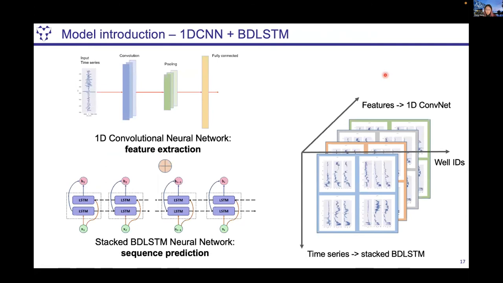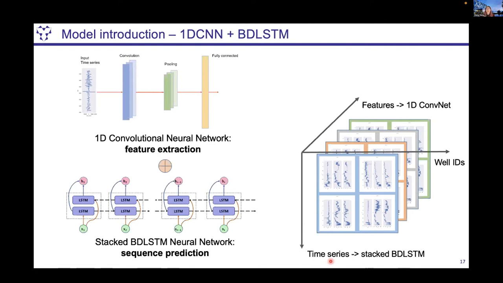In our proposed method, we combine the 1D convolutional neural network for feature extraction and the stacked bidirectional long short-term memory for sequence prediction. From a high-level plan, on the right-hand side, you can see there are three dimensions. The horizontal direction is the well IDs. In this project, we only have six well logs for training and testing. So the horizontal direction is for the different well IDs. And then the vertical direction is the time series, covering over 3000 milliseconds.